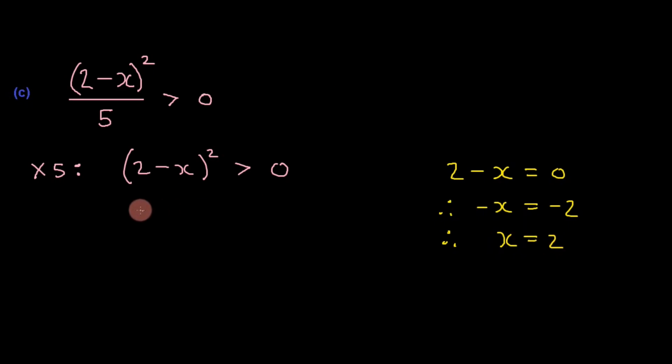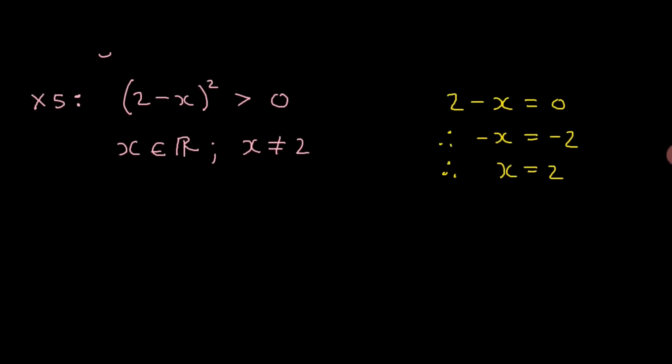So then the answer to this question will be x is an element of real numbers, but x cannot equal 2. Because when x is 2, the left-hand side equals 0, and we are told that the left-hand side must be strictly greater than 0. Then, to illustrate this on a number line, so let's say this is the real axis. We're going to exclude 2.